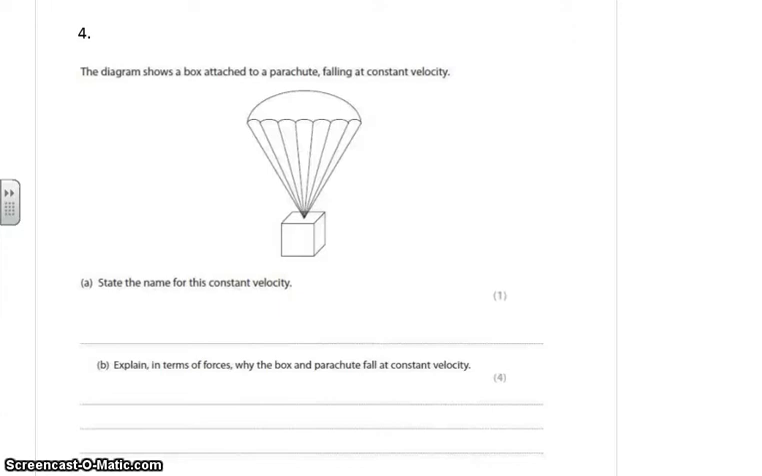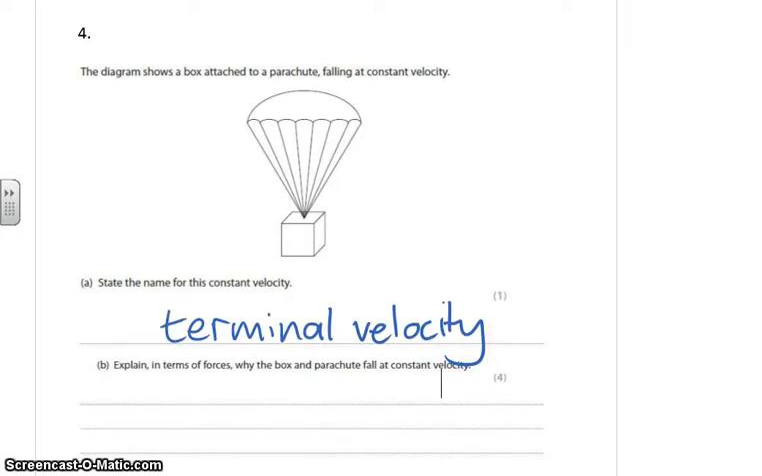Okay, question 4. Here's a box attached to a parachute following a constant velocity. State the name of the constant velocity, 1 mark, very straightforward, terminal velocity. Okay, part B, explain in terms of the forces why the box and parachute fall at constant velocity.